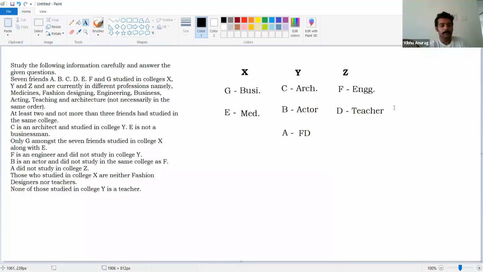Are you clear with this? What about other students? Got it? Other students, clear? Fine.